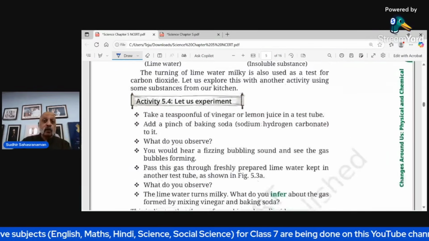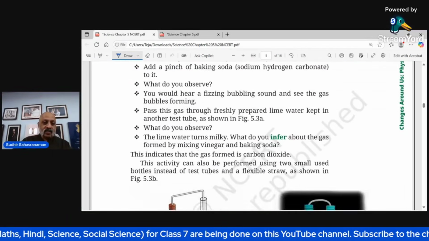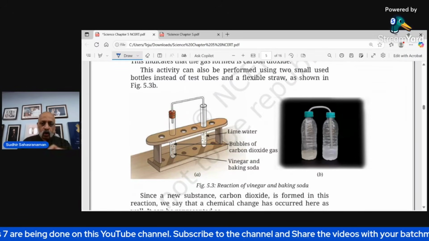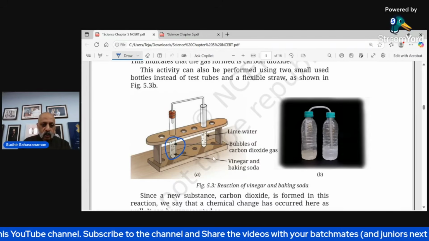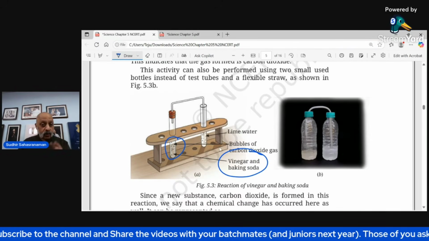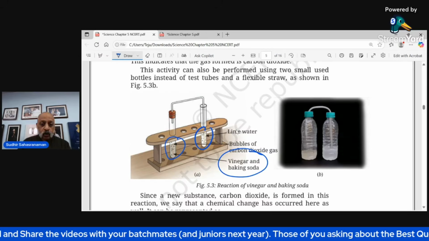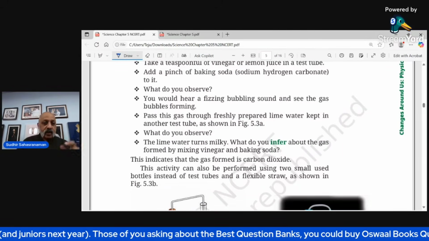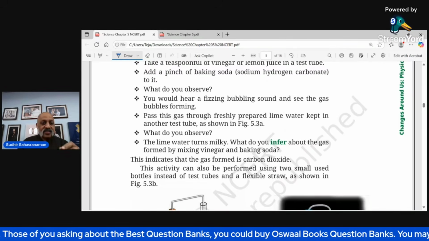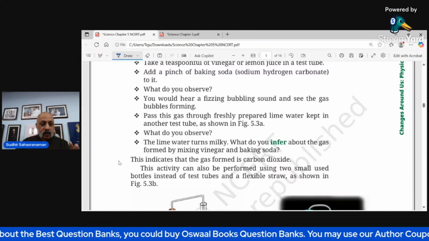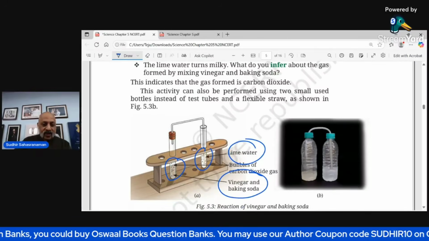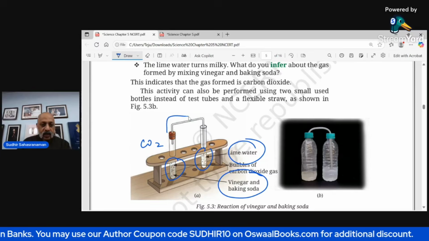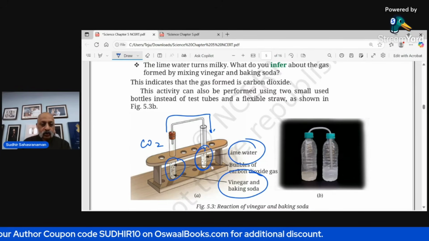Now let's do one more experiment for carbon dioxide with which you will understand. What you are to do is that there are two test tubes. These are called test tubes. So in the first test tube, you are going to put vinegar and baking soda. Okay. The second test tube, you're going to put lime water once again. So what you do out here is that you pass whatever gas is being formed out there, which will be basically bubbles of carbon dioxide, through here and it gets added to the lime water.